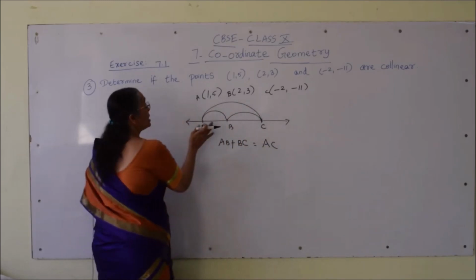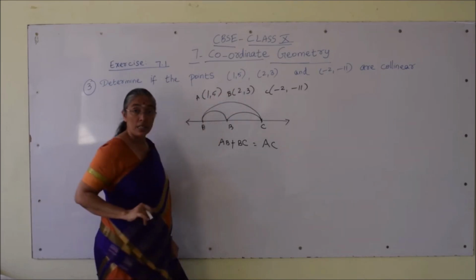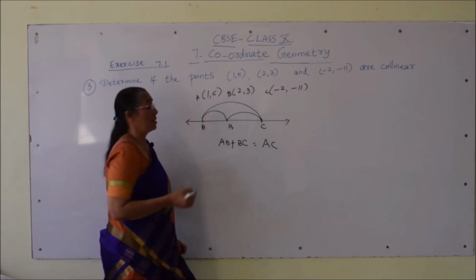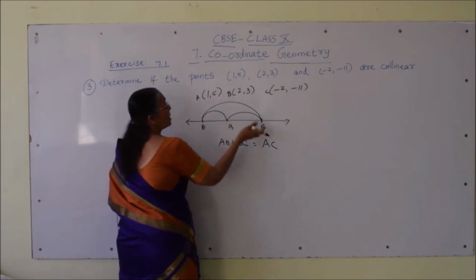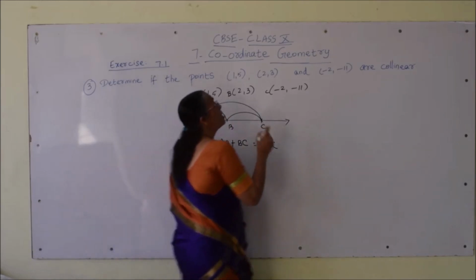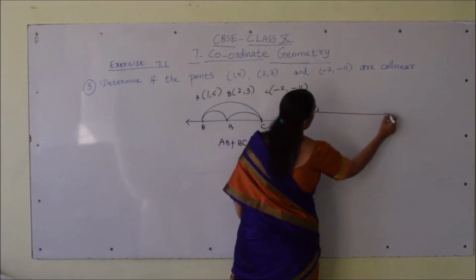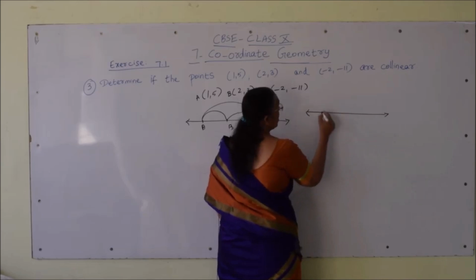A, B, C are just names we have given to these 3 points. If AB plus BC equal to AC is not satisfied, we have to even check by taking the points in another way also.